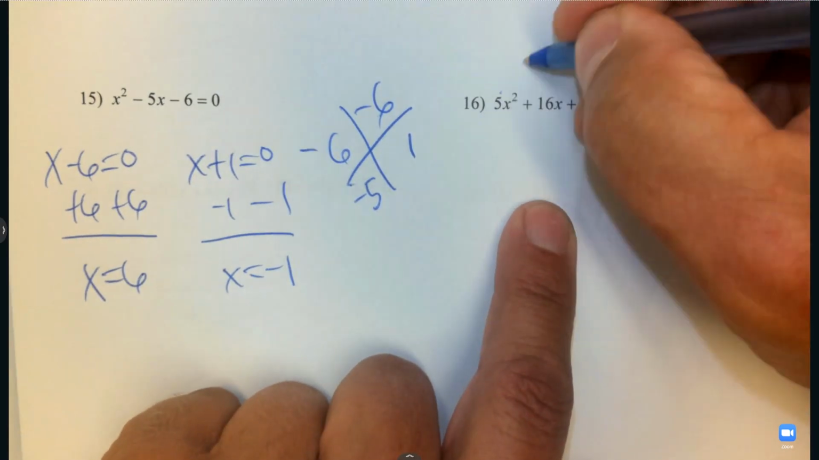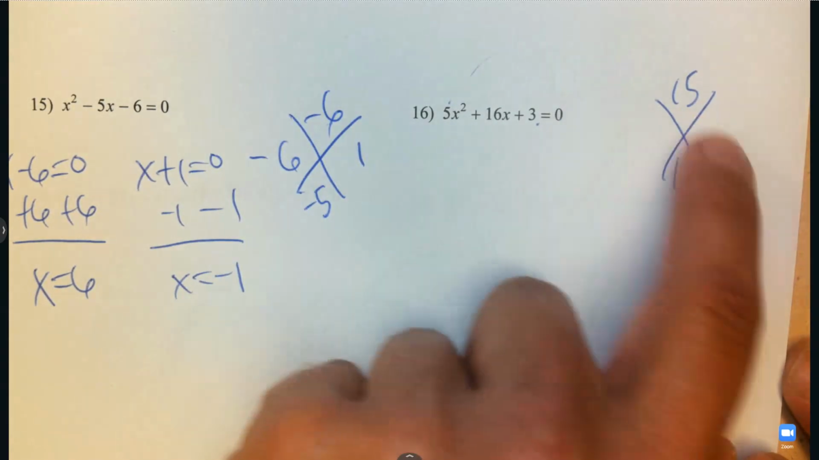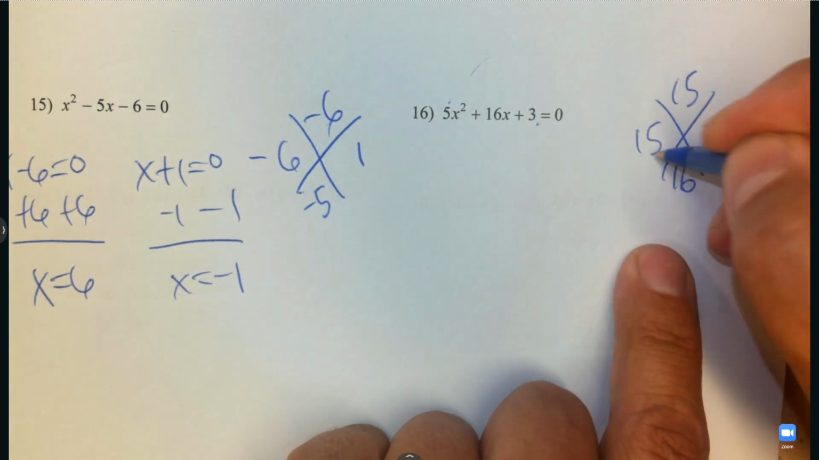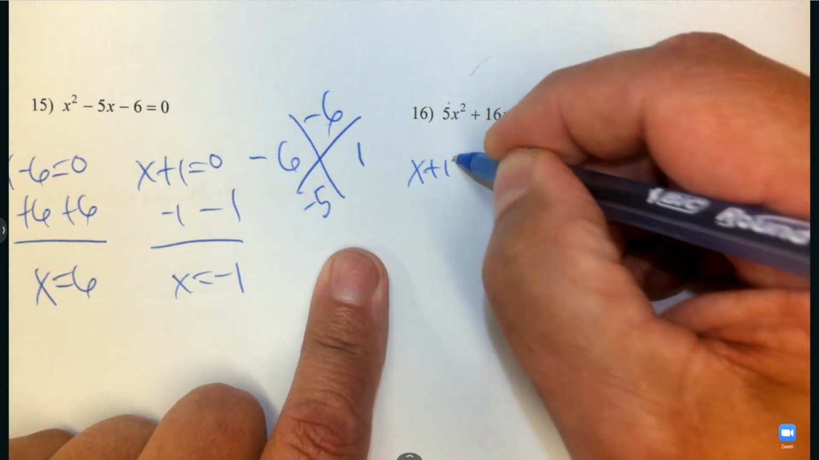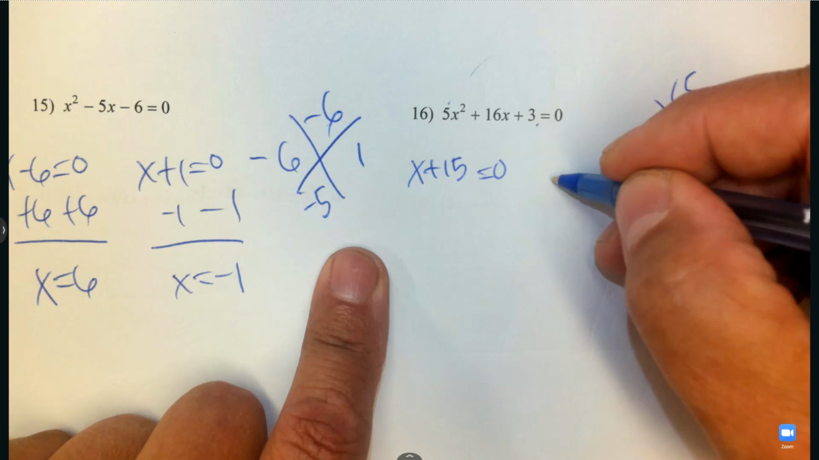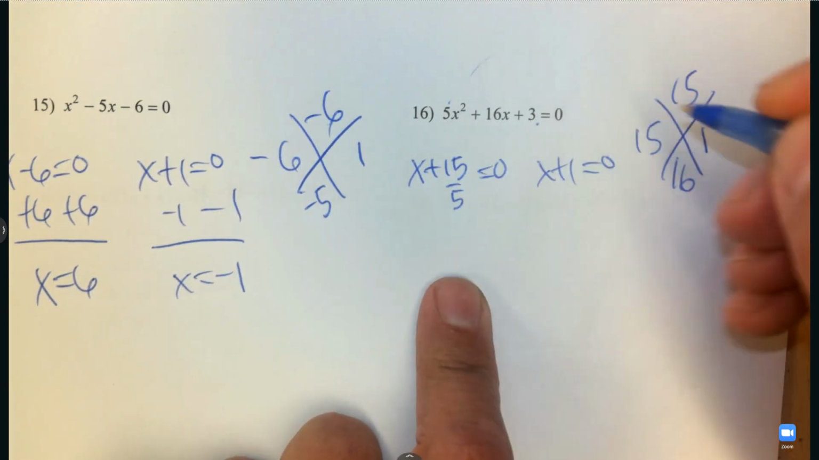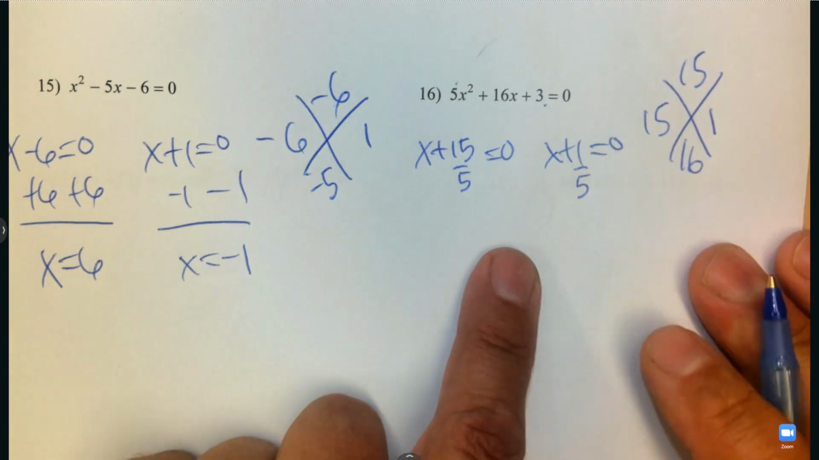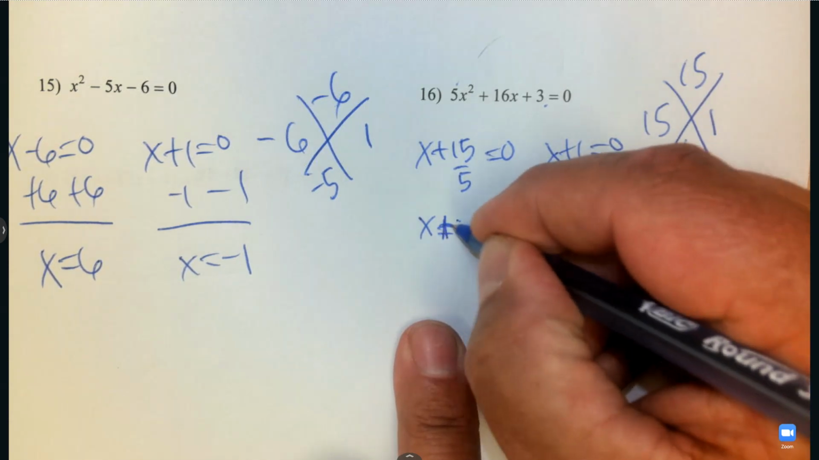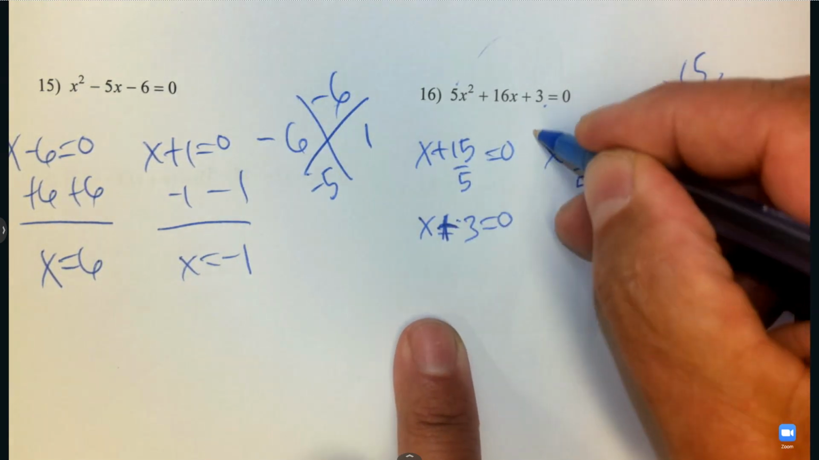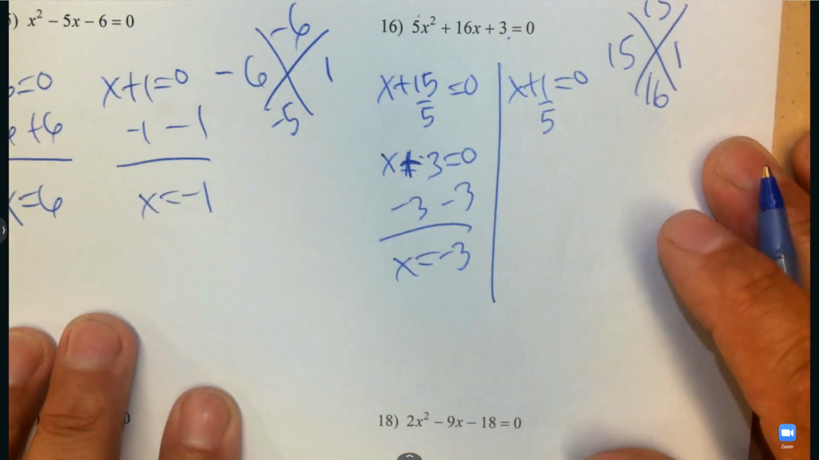Number 16, little trickier. So I've got to go the first number times the last number. So what 2 numbers multiply to 15 and add to 16? So find those 2 numbers. We haven't factored it yet, so I'm going to just write down x plus 15, make it equal to 0. X plus 1, make it equal to 0. I'm not done yet. I'm going to divide by 5. So when I divide by 5, 15 divided by 5 is 3. And then if I solve that, subtract 3, and you get an answer. So one answer is -3.